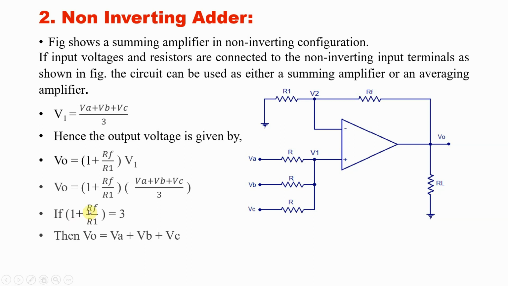If 1 plus RF by R1 is equal to 3, meaning we adjust the values so that this gain is equal to 3, then what is the output voltage? V0 is equal to VA plus VB plus VC. This equation indicates that the output is the addition of the input signals. Okay, thank you.